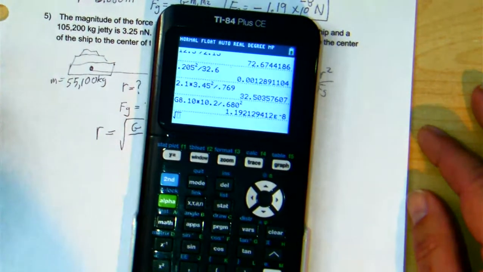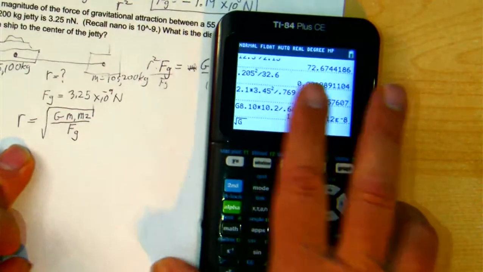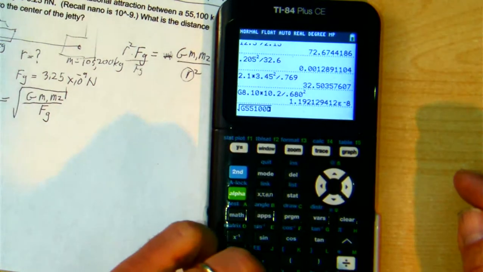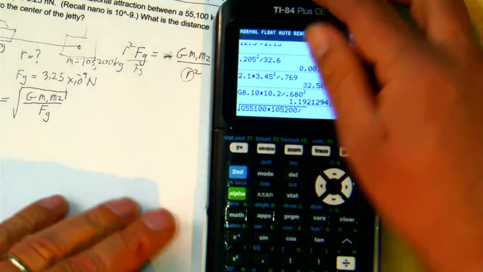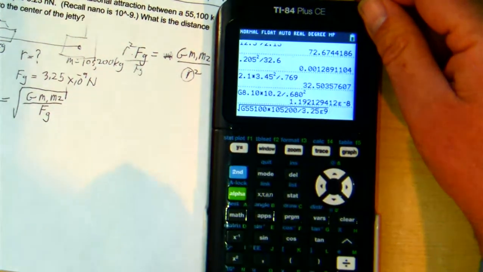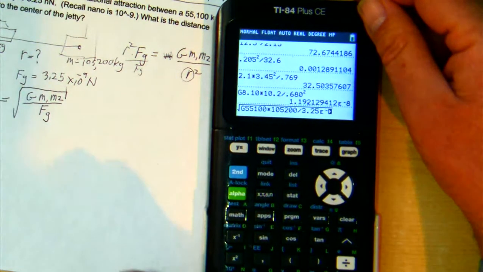So the numbers you plug in are square root of G times 55,100 times 105,200 divided by 3.25 times 10 to the negative ninth. I'm sorry, the minus sign didn't get written. Negative ninth, that will be a big difference, won't it? Times 10 to the negative ninth. Enter.